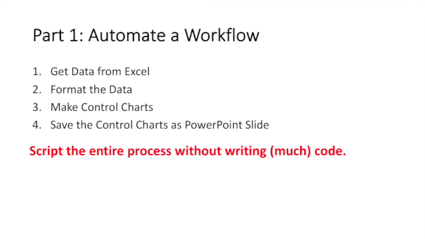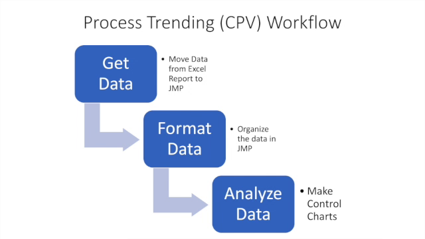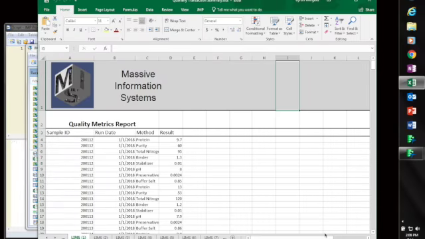And then we're going to automate that using JSL, the JMP scripting language, and we're going to write as little code as possible. So our goal is to perform each of these steps and then capture the scripts from these so that we can go ahead and make that script. So here's how it works.